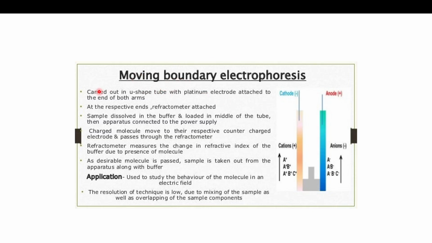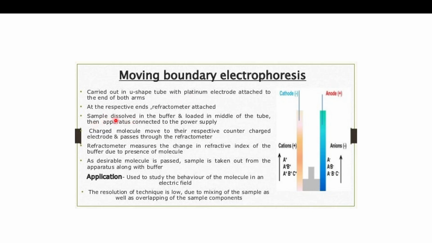One was moving boundary electrophoresis, which is carried out in a U-shaped tube with platinum electrodes attached to the end of both arms, these two here. And at the respective ends, a refractometer is attached, which monitors the changes in the refractive indices. The sample is dissolved in the buffer and loaded in the middle of the tube here, and then the apparatus is connected to a power supply. Now charged molecules will move to the respective oppositely charged electrode. Positively charged molecules will move here and negatively charged molecules will come here.